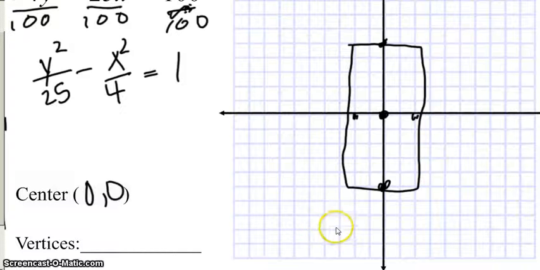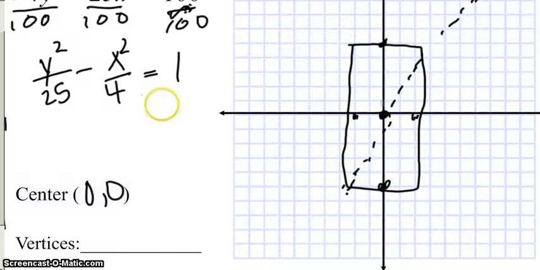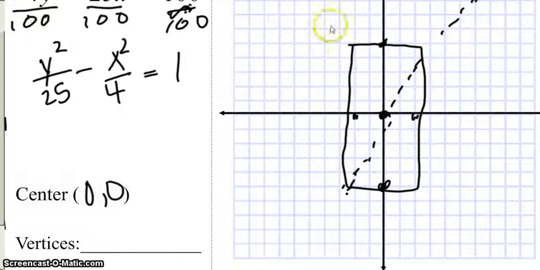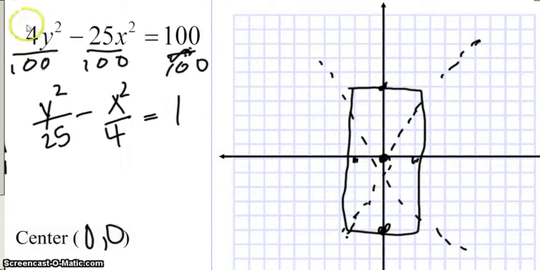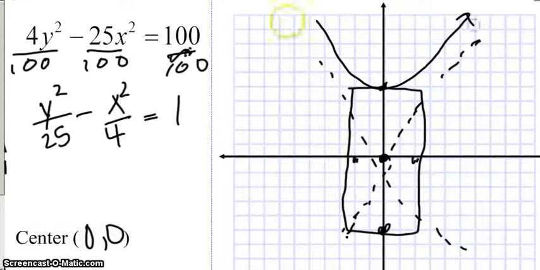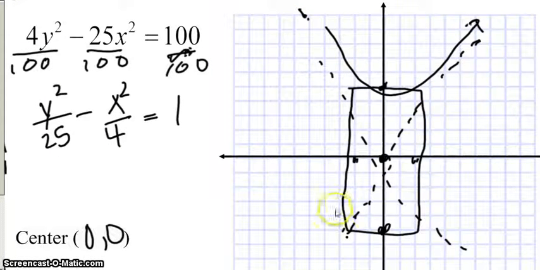If you need to pause the video at any time, remember it's a video, pause it. I'm going to draw my diagonals through my dot and through the corners. Please be as accurate as you can. And then this is the only difference. Since y is first here, it is a hyperbola that opens up and down. So that's going to be that one, and this one's going to be here. Remember, it just touches your box. It does not go inside your box.